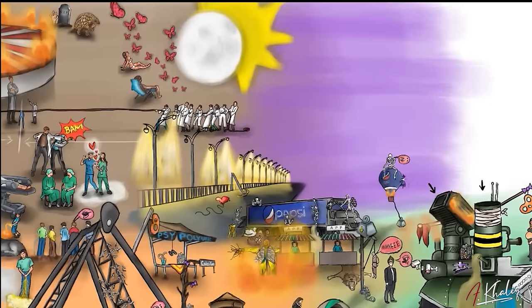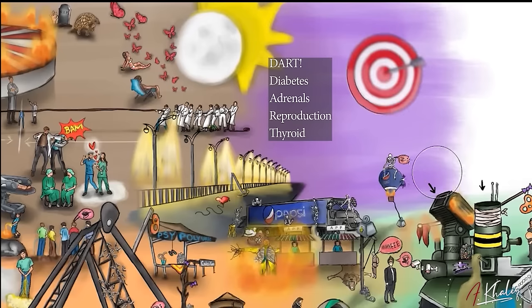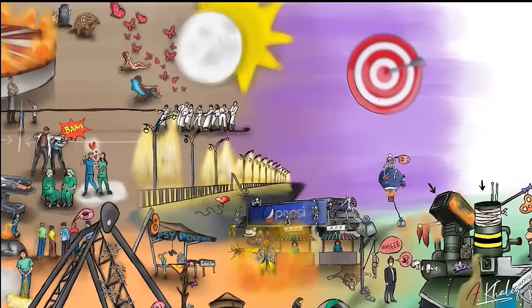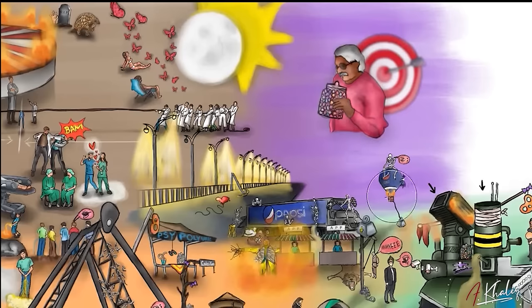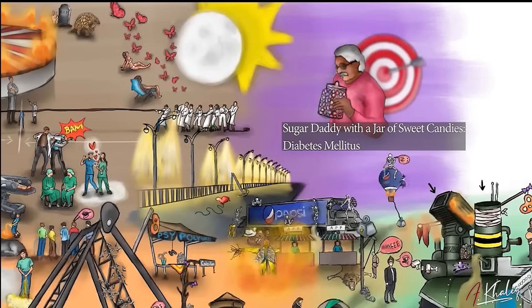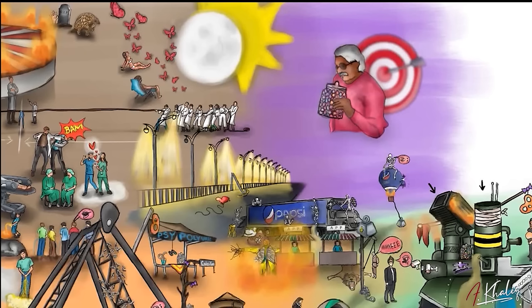So sit tight as we're going to finish this as soon as possible. Just to reinforce the idea of DART, we draw a target sign and a dot here. Next up, for diabetes, we're going to draw a sugar daddy with a jar of candies that is really going to tell you about diabetes.